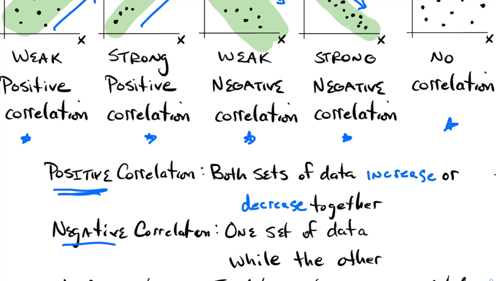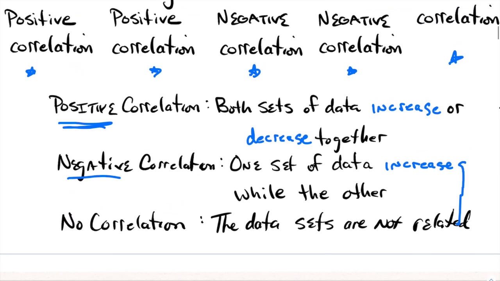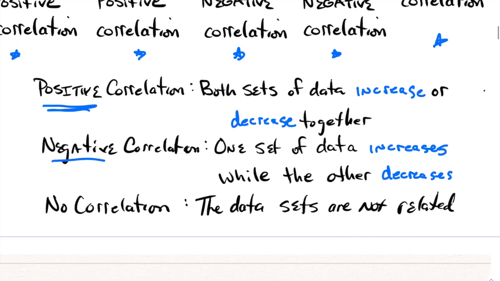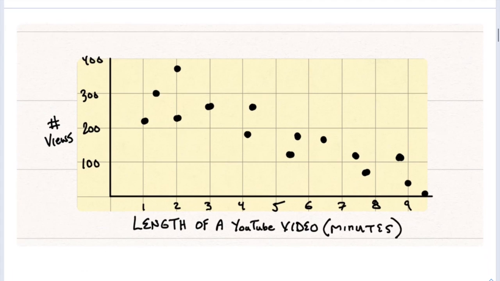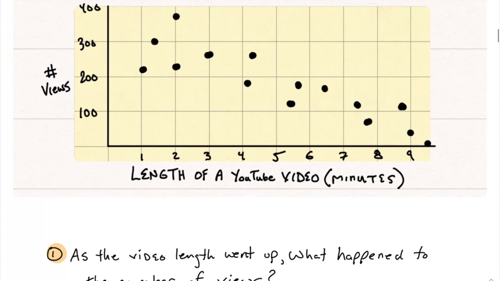If you have a negative correlation, one increases while the other decreases. All right, one goes up, one goes down. And the no correlation means the data sets are not related. Now I have my one example. We'll answer a couple questions and we're all done for this introductory video.